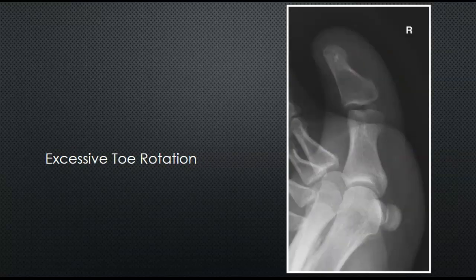Now, in excessive toe rotation, what will happen is you will see that the metatarsal heads here will be positioned anterior to the first digit. So that should be your key indication of excessive rotation, and we need to decrease that rotation in this projection.